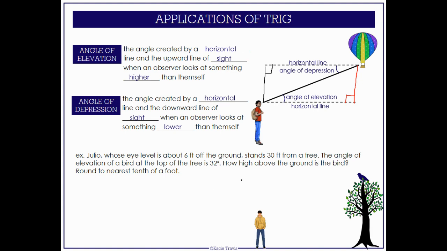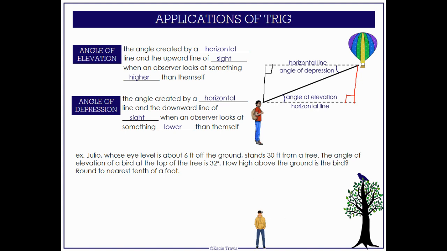So let's take a look at one of these in action. All right, for our example, it says Julio, whose eye level is about 6 feet above the ground, stands 30 feet from a tree. The angle of elevation of a bird at the top of the tree is 32 degrees. How high above the ground is the bird? Round to the nearest tenth of a foot.